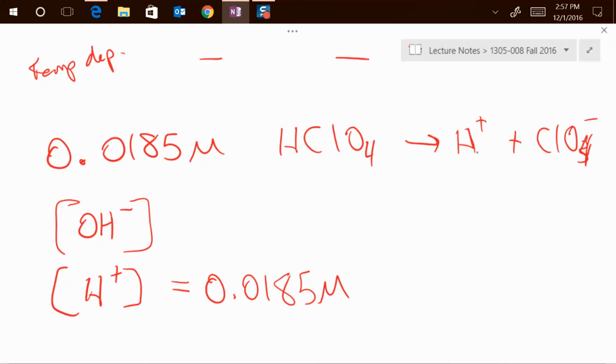Okay? So if it's a strong acid, it tells me the H plus. If it's a strong base, it tells me the OH minus. In this case, this is a strong acid, so therefore it's going to tell me the H plus. I can now calculate the OH minus.